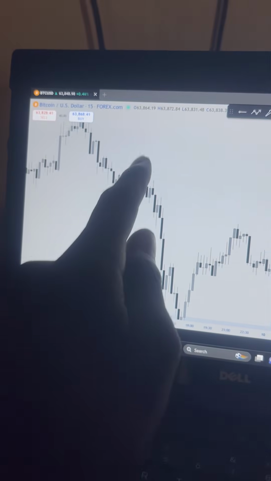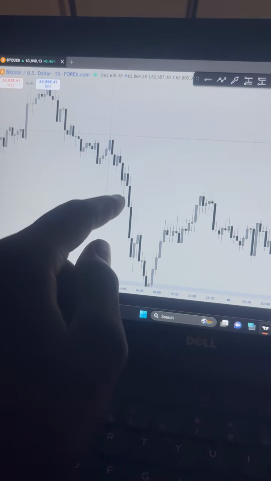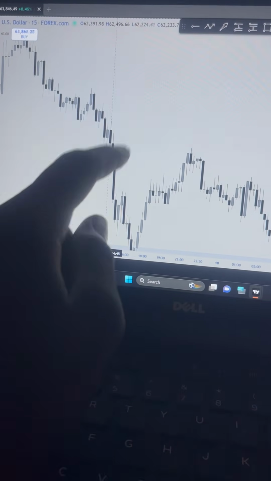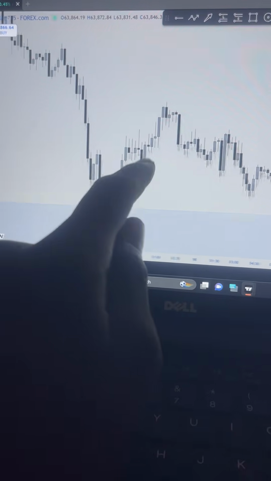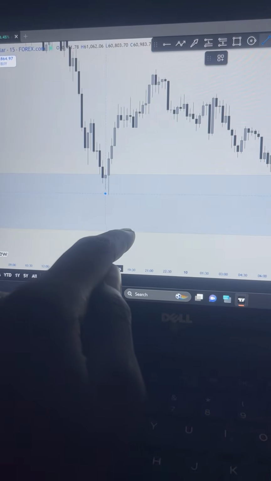I want to see the market take out this high first, but the market took out this one. It did not give me a clear inducement, so I know the market is going to come and sweep this low. It's going to come and take out this low.